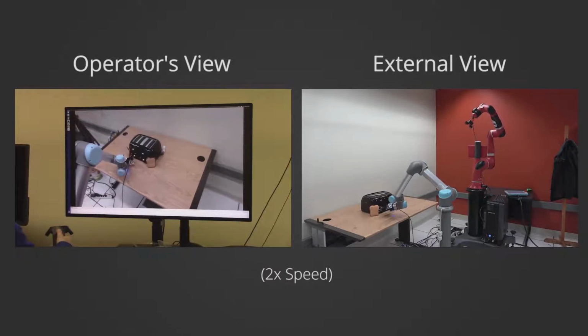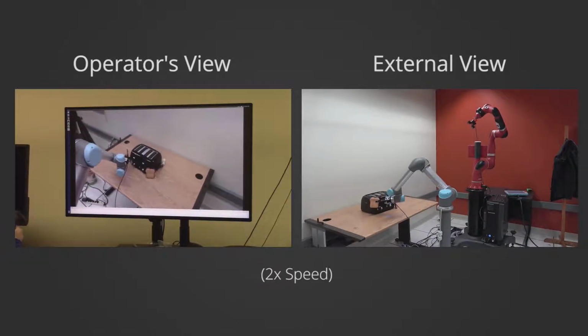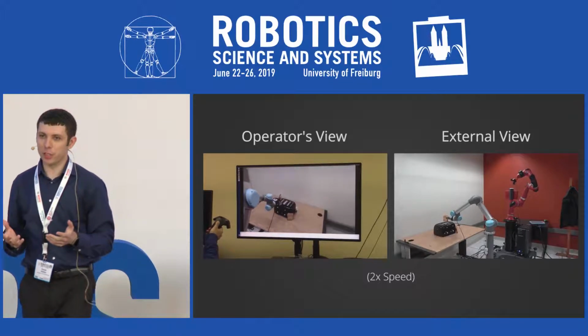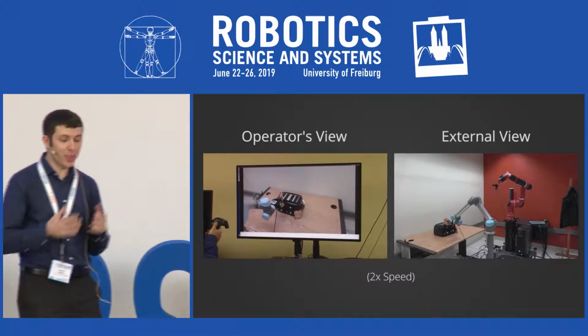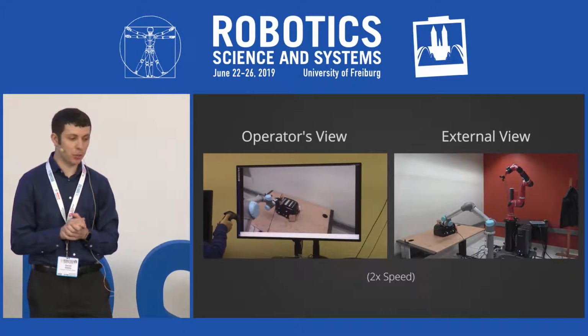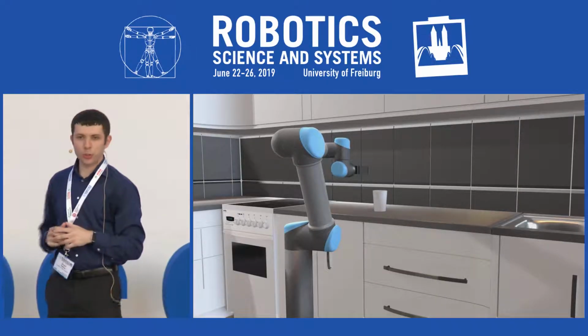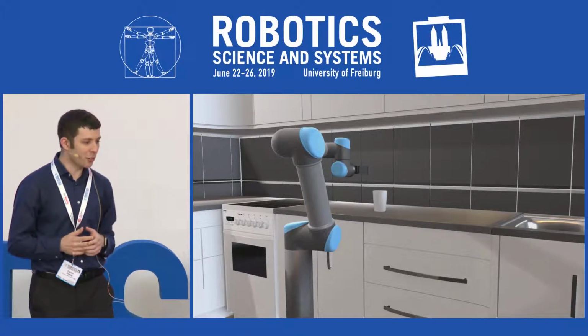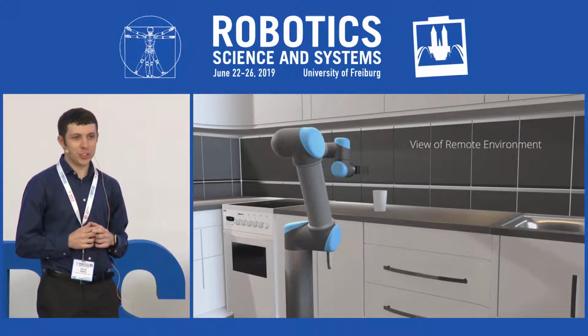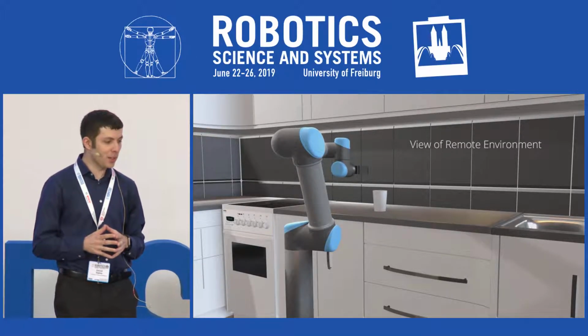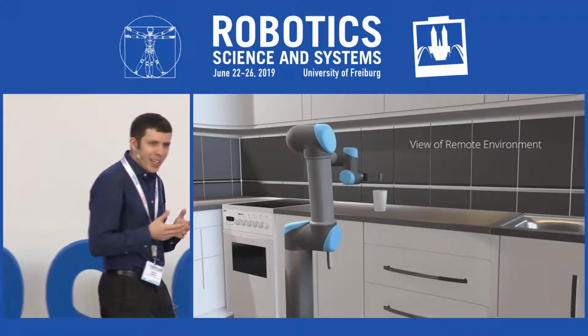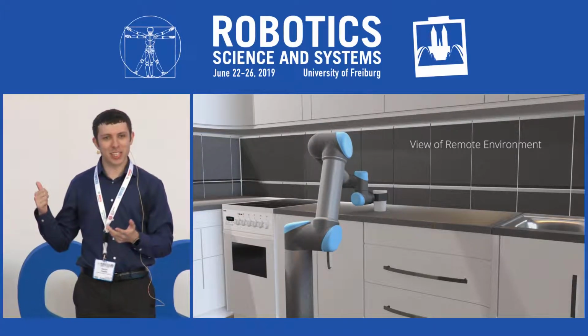In this work, we introduce a method to support remote telemanipulation in complex environments by providing operators with an enhanced view of the task environment. To motivate this, suppose you are remotely controlling this robot arm in this kitchen environment, and this is the view provided to you by a camera in real time. In this case, the viewpoint happens to be sufficient for picking up this object.